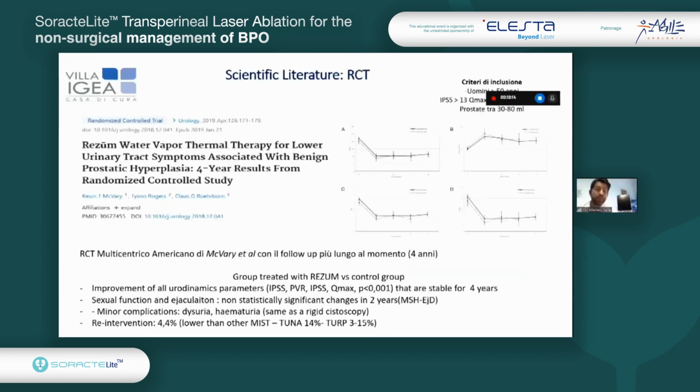There are improvements in all the urodynamic parameters, and these improvements stay stable for 4 years. The reintervention rate is about 4% in 4 years, which is quite low. It's lower than other MIST. And they have some minor complications, the same you can have with a cystoscopy.